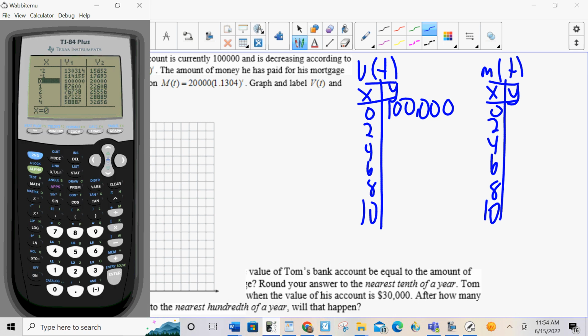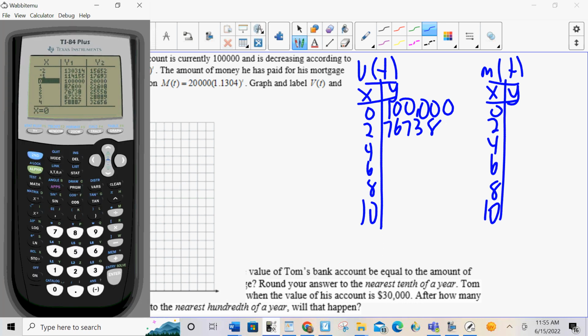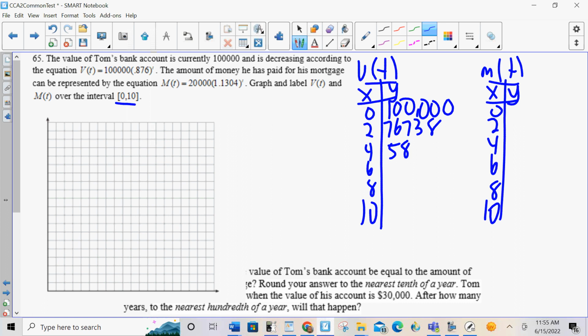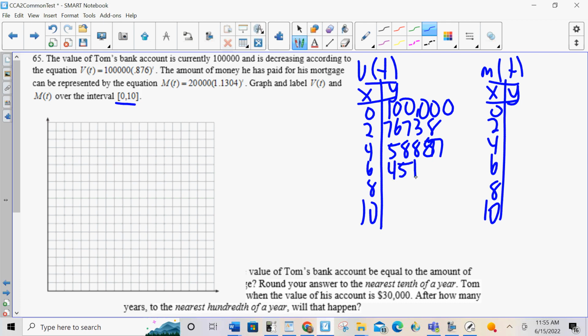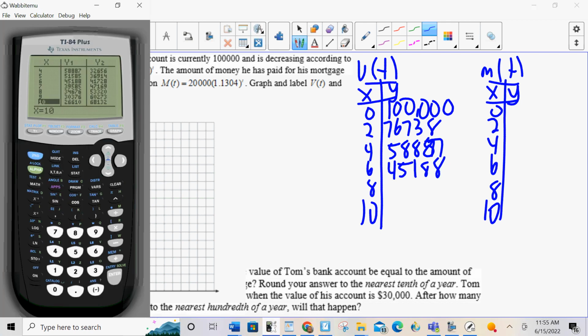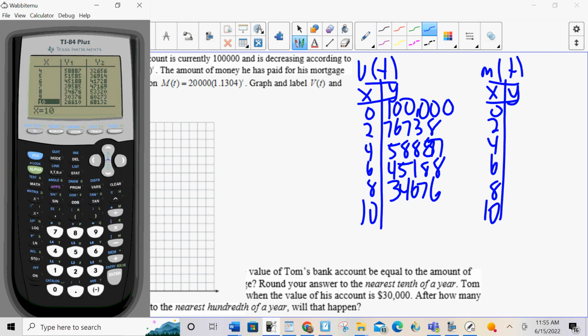100,000. 2 is 76,738. 4 is 58,887. 6 is 45,188. 8 is 34,676. And 10 is 26,610.